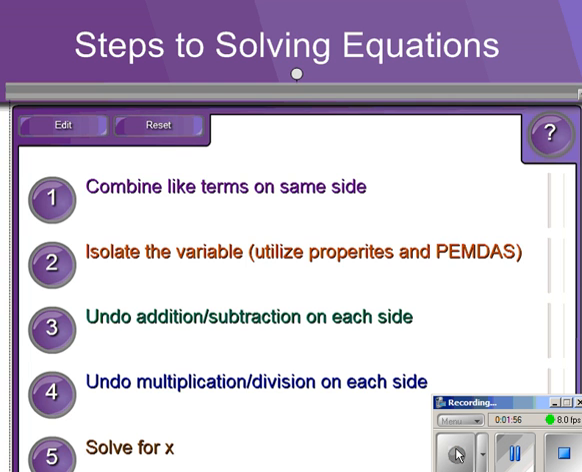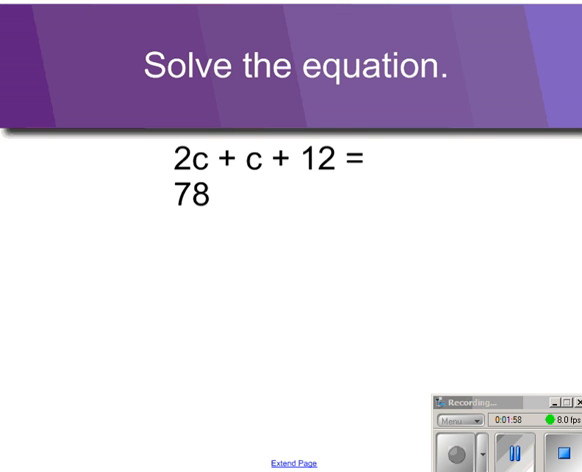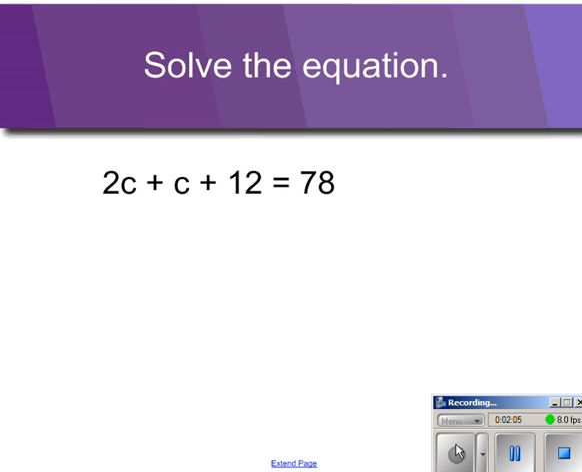Okay, so let's look at a problem. If we have the equation 2c plus, when you look at this problem, you should be seeing a difference from the problems we did before until now. What is the difference in the problems we did in the last video until this video? There are two variables. Not two different variables, two of the same variable. In this case, you have 2c plus 12 equals 78.